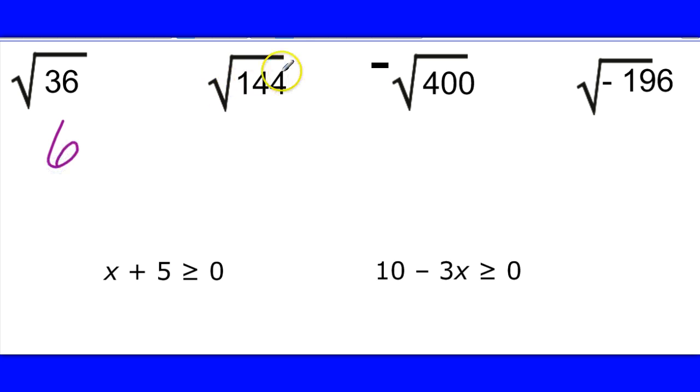The square root of 144 will be 12. Now this one's a little bit different. It's asking you for the opposite of the square root of 400, where the square root of 400 is 20. The opposite of that is negative 20.